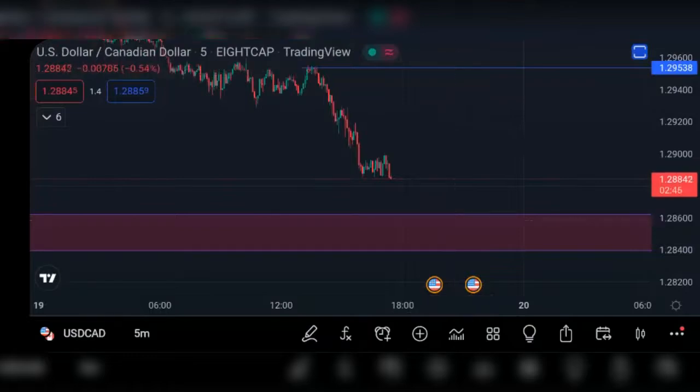If I want to go further for extra confirmation, I can mark that same order block again. I'll wait for price to come to that order block, wait for a 1 minute change of character. That means I'll wait for price to take out the 1 minute swing high. Then I will mark my order block again and set my limits.